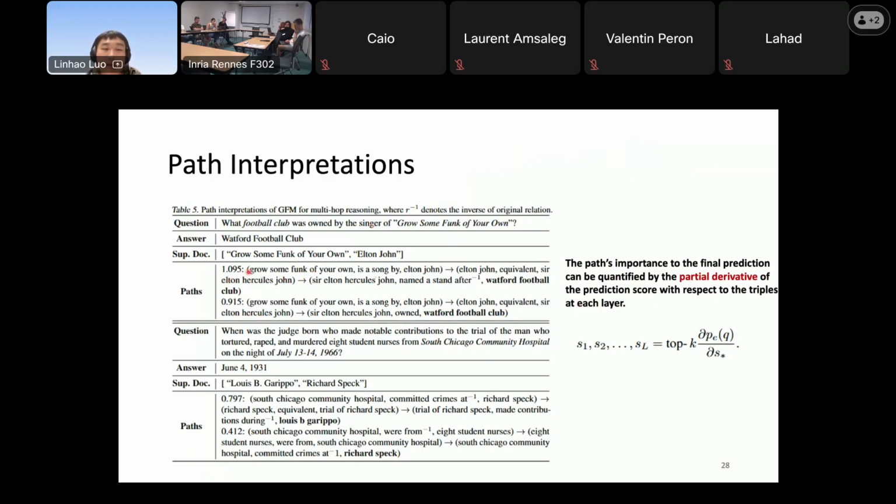And we can see here that the graph neural network can actually identify some meaningful paths that are helpful for answering the questions. For example, what football club was owned by the singer of these songs? Then for the path we capture, we can first find that this is a song by the singer, and this singer has a football club named after it. So that is the football club for the answer. So basically, our graph neural network can successfully conduct multi-hop reasoning with its multiple layers of message passing.